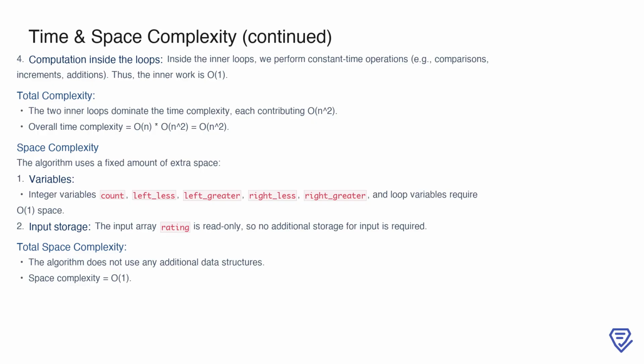As for space complexity, the algorithm uses a fixed number of variables, such as count and the loop variables, which together require O(1) space. Since the input array is read-only and no additional data structures are used, the total space complexity of the algorithm remains O(1). This makes the solution efficient in terms of both time and space.